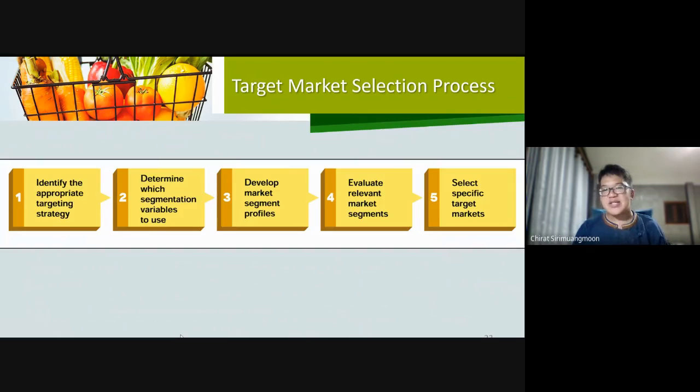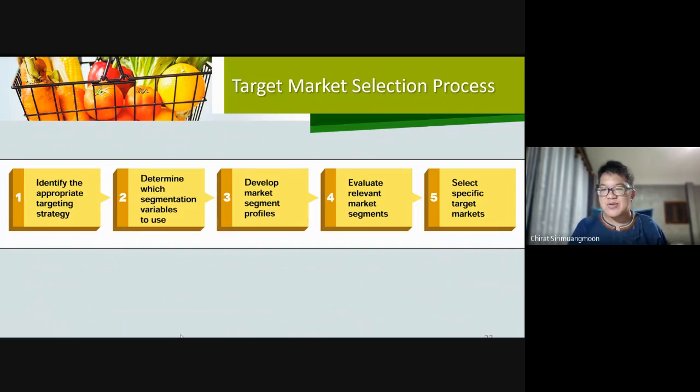So here is the process of market selection. The first one, you need to identify the appropriate targeting strategies. How are you going to target them? You need to think about the strategy first, then determine which segment variables to use. So please think about the segmentation after that. Then develop the market profile. Create the general information, or the segment profile.